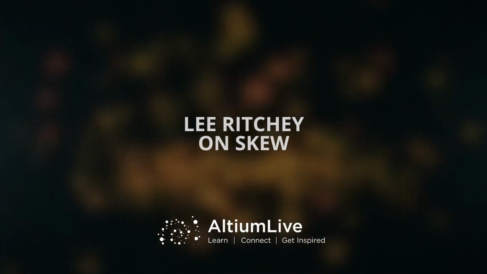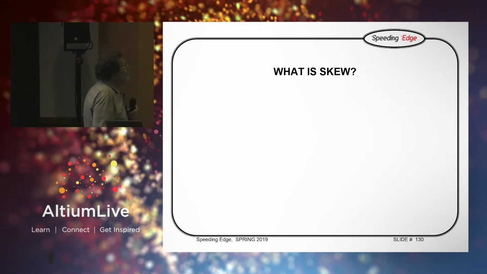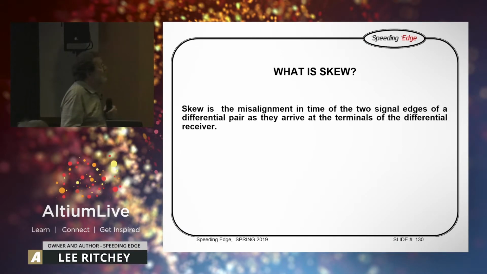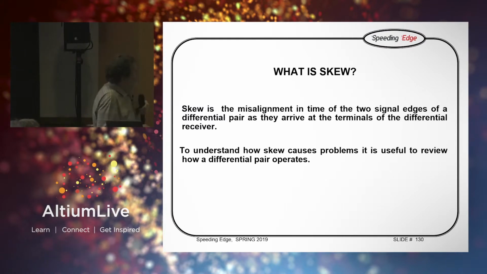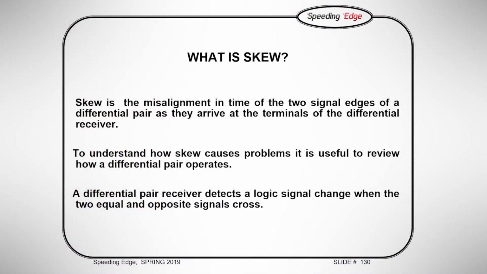Let's talk about skew. What is it? Well, it's misalignment of the two signals as they arrive at the receiver. They arrive at different times. I'll again review how differential pair operates, and you can see where that comes into play. Again, you remember we decide we have a logic state change when the two signals cross.